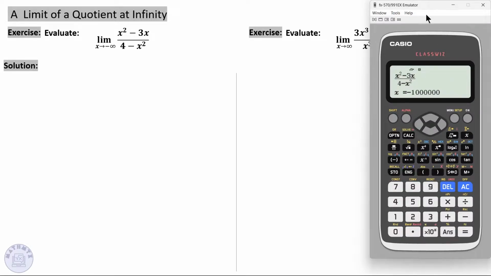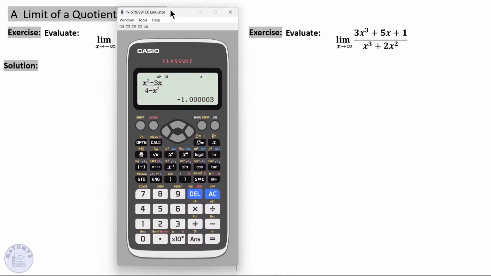All right, so the easiest way to solve this question is using your calculator by substituting a large negative number, and I can see if I substitute negative million, the answer approaches negative 1. So this is helpful with multiple choice questions. With the second question, the limit is as x approaches infinity, using 1 million as the value of x substituted in the formula itself, and you can see the value is approximately 3.